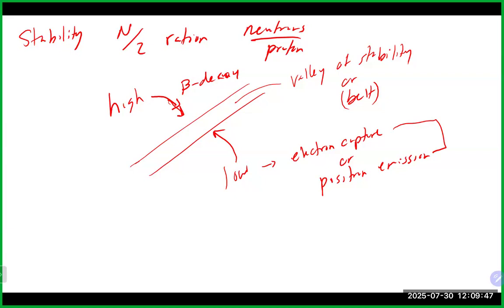An alpha decay can also be used for low, but we're not going to use it, as I probably said in that lecture, because it's not really efficient. So if the ratio is too low, it'll be either the electron capture or the positron emission.